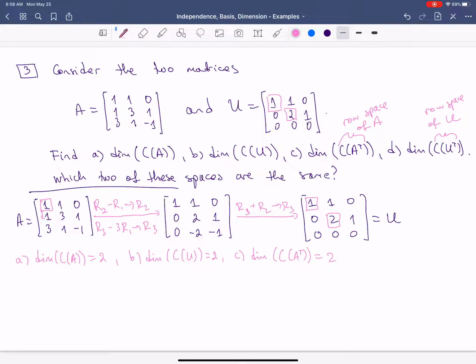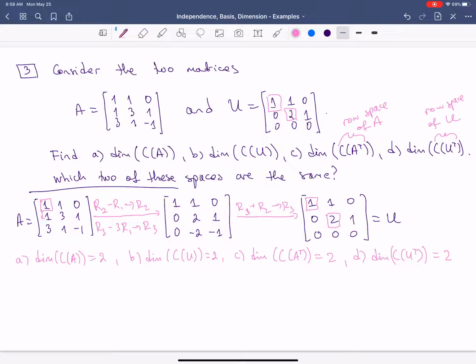Tomorrow we'll make that formal, but really for any matrix A, the dimension of the column space is the same as the dimension of the row space, because the pivots don't really care whether they're in rows or in columns. One row cannot have more than one pivot, and one column cannot have more than one pivot. Therefore, the number of pivot columns is the same as the number of pivot rows. Therefore, the dimensions of the column space and row space of a particular matrix are the same. So for D, we also have that the dimension of the column space of U transpose, which is the row space of U, is also 2.